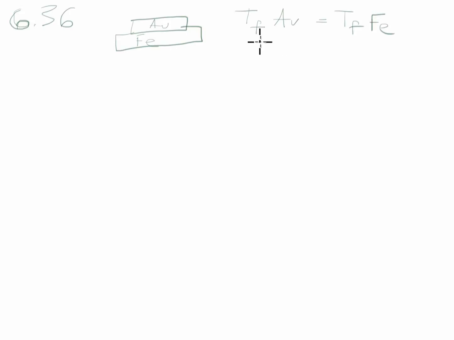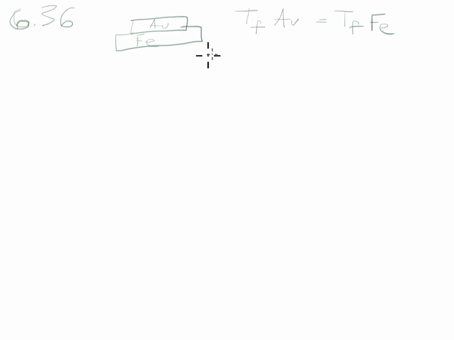Here for a little bit of help on Chang 6.36. So this was the problem where you had a block of iron and a block of gold, and there was heat transfer here. What you're interested in is the final temperature of both blocks. So we can say the final temperature of gold is equal to the final temperature of the iron.